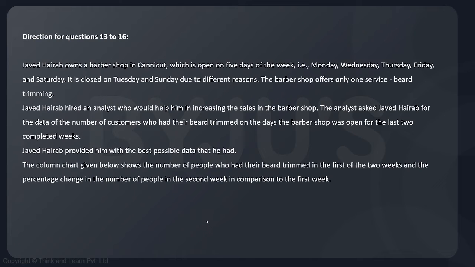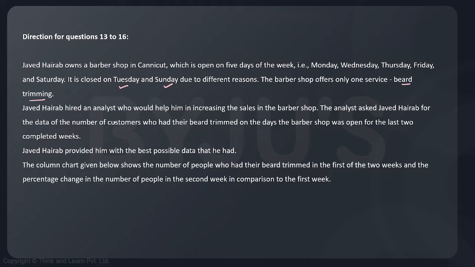Okay, so let's start doing this set. It says Javed Herab owns a barber shop in Connecticut which is open on 5 days of the week, that is Monday, Wednesday, Thursday, Friday, and Saturday. And it is closed on Tuesday and Sunday due to some reasons. The barber shop offers only one service, which is beard trimming.